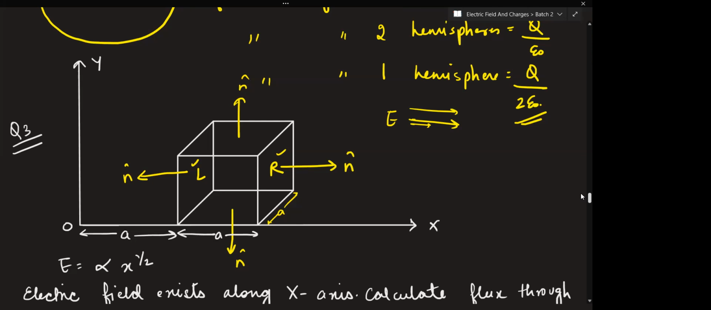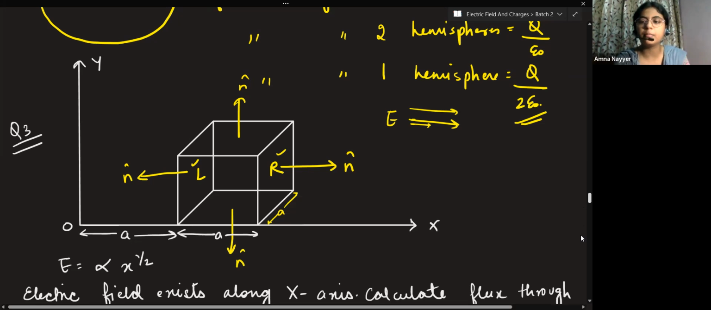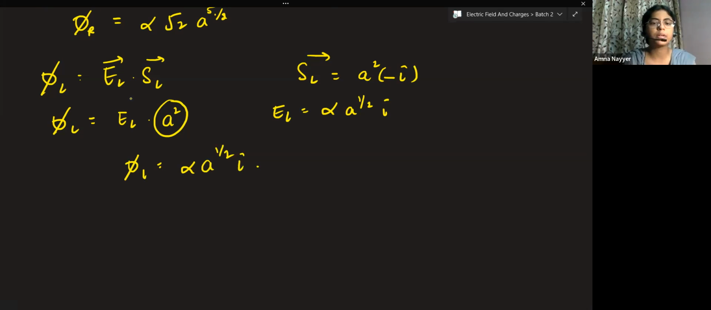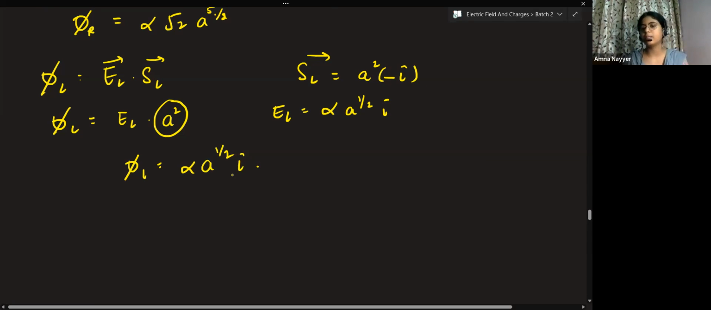I cap. So again the electric field will be I cap only. So the electric field will be alpha a to the power half I cap. Now see, if you take the product for the left hand side, it will be alpha a to the power half I cap dot a square minus I cap that we'll be considering. So this will be a square minus I cap.